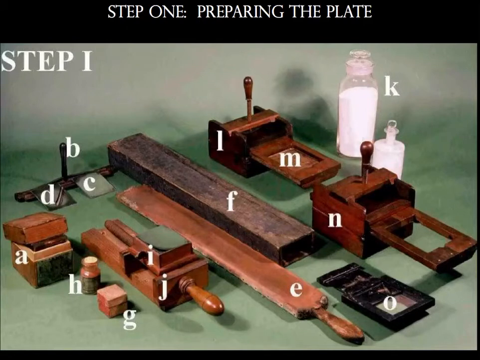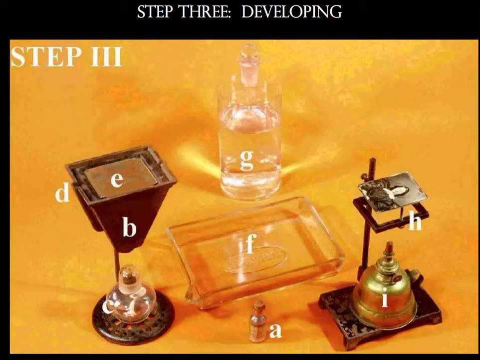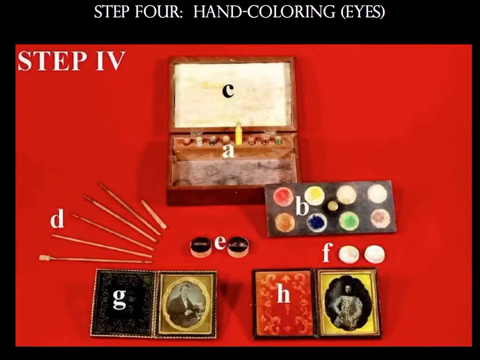But daguerreotypes are a huge process. It's not something like a Polaroid camera is to us, and definitely not at all like digital photography. All of this equipment and chemicals are needed just to prepare the plate itself for exposure. The exposure is taken in a daguerreotype camera. Then we have the chemicals and such we need for the developing process. We need to then hand color in the eyes.